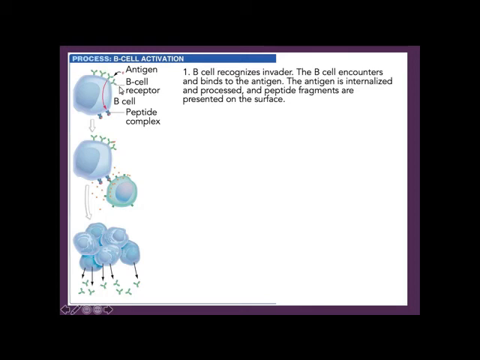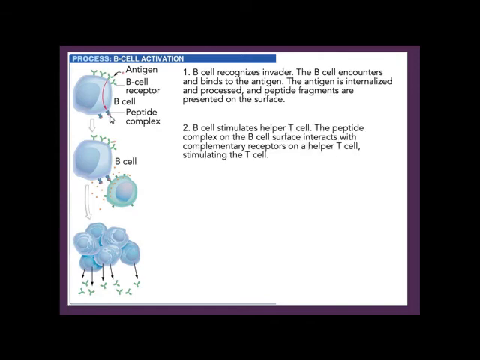So the B cell will encounter and bind to this antigen. Okay, the next thing that happens is this little antigen is internalized, so it's actually taken inside the cell and processed, and then the peptide fragments of the antigen will appear on the other side of the B cell. It'll be presented with this little kind of peptide complex. So this B cell is basically showing the antigen, saying, hey, look what I found. So the B cell is showing the antigen, hey, look what I found, to this helper T cell.